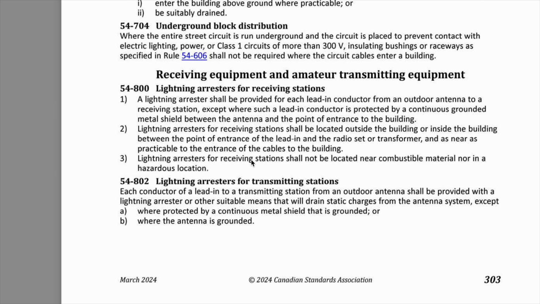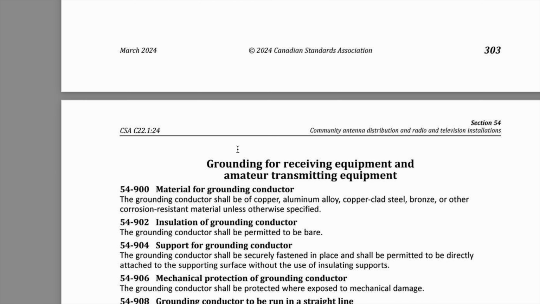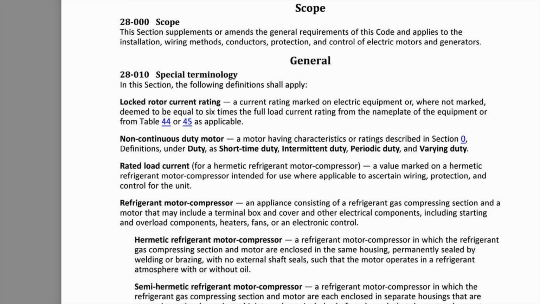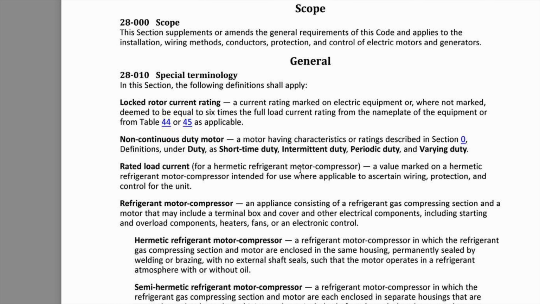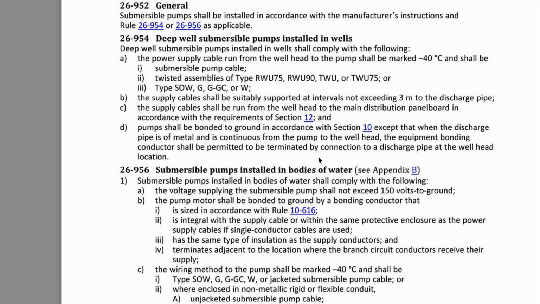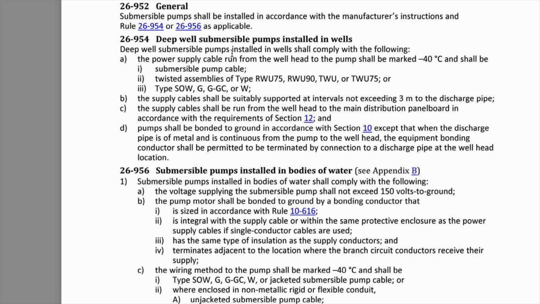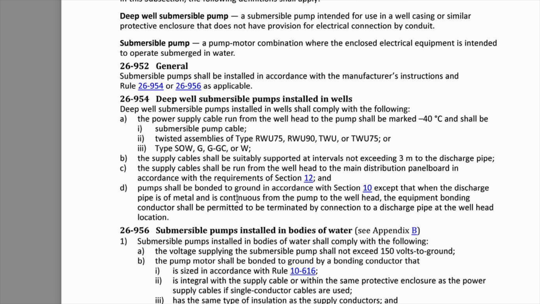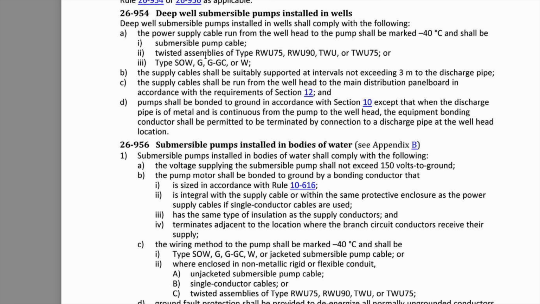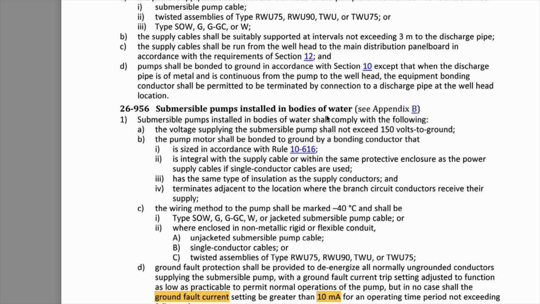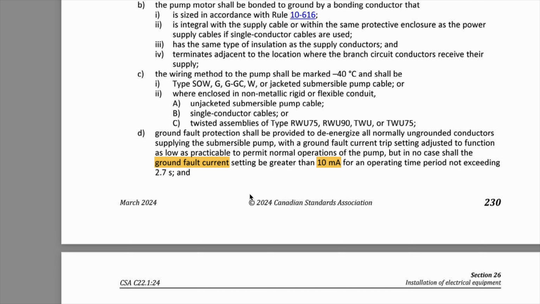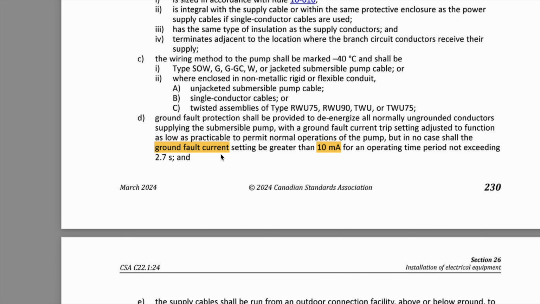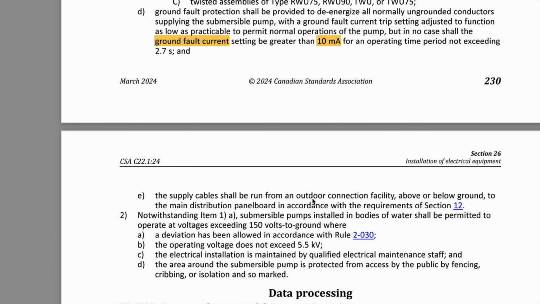Grounding, Section 26. Submersible pump installation, deep submersible installation. Look here, we have the submersible pump. You can find out about the cables, the wiring, submersible pump installation, and bodies of water. Okay, ground fault current, 10 milliamp.